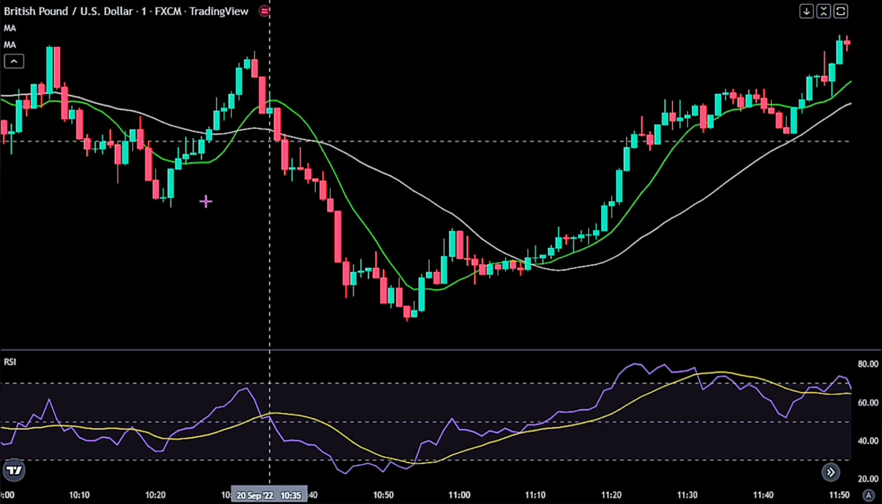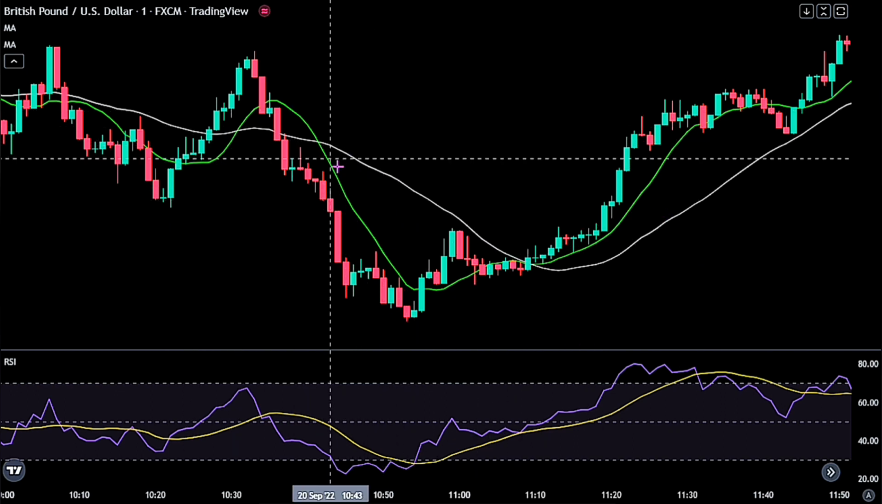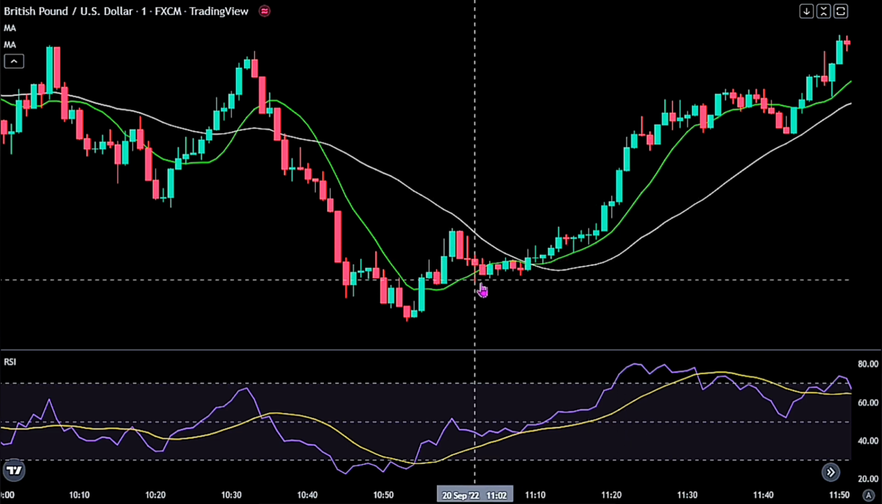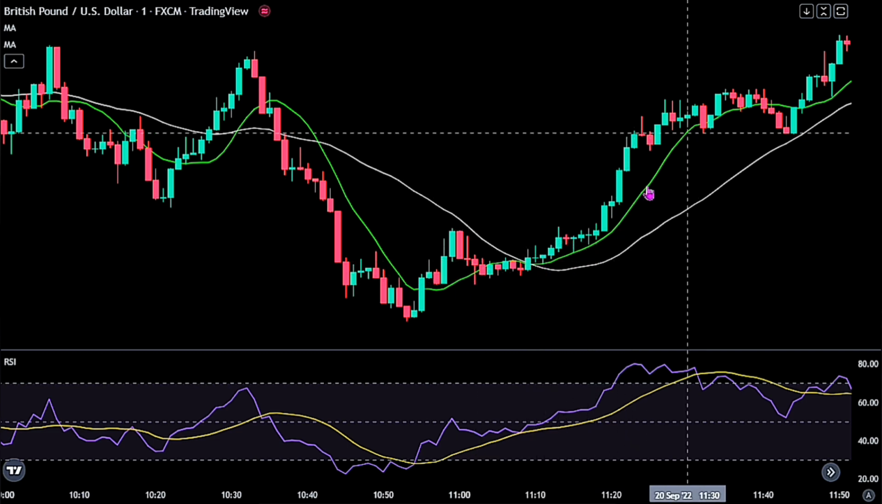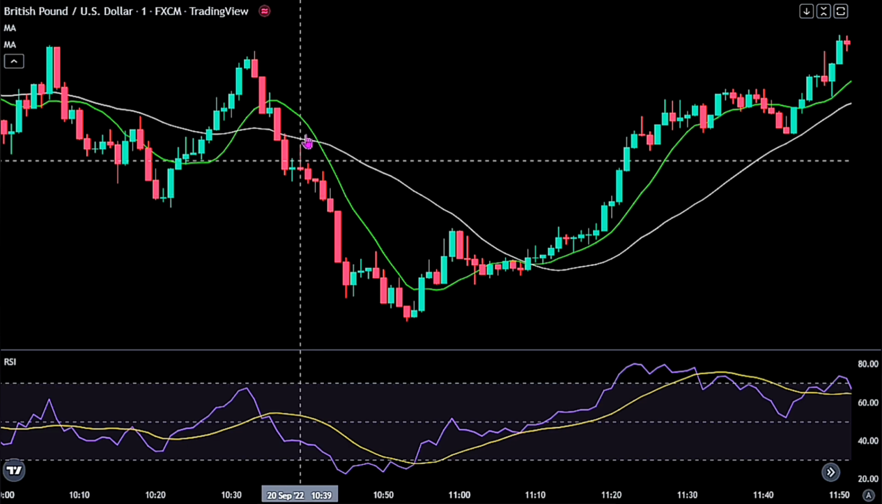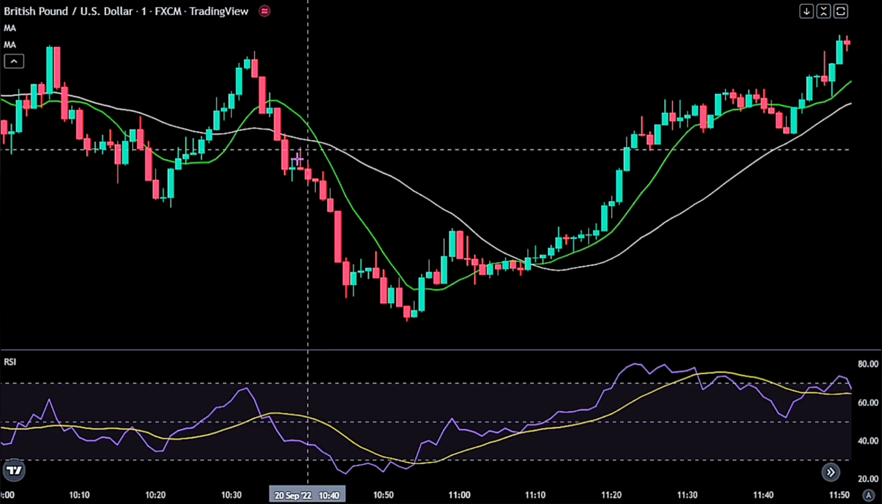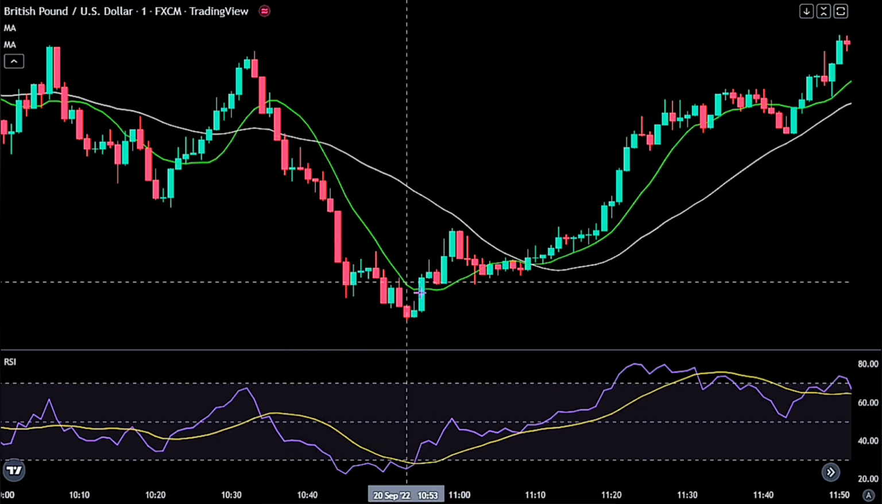So we would be using the moving average crossover to determine the general trend of the market, as when the green moving average crosses above the white moving average, it signals a bullish trend, and when we have the green crossing below the white moving average, it signals a bearish trend.